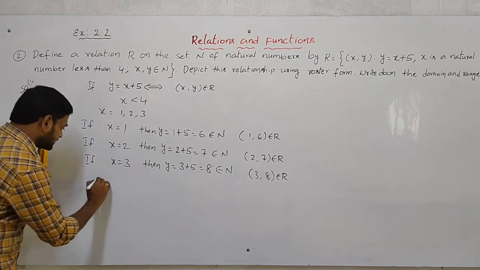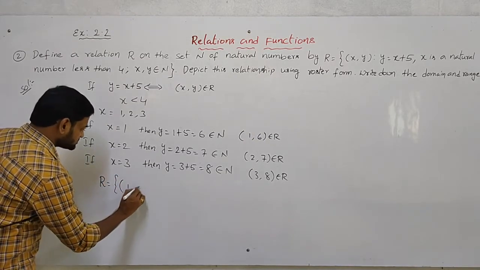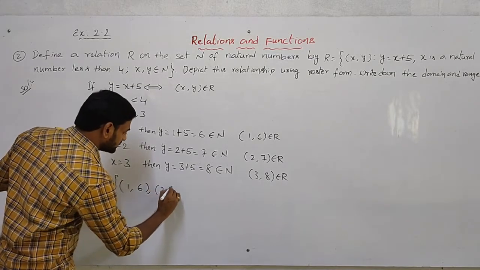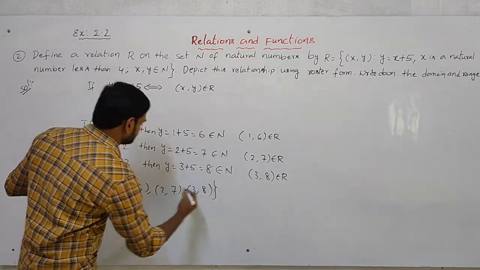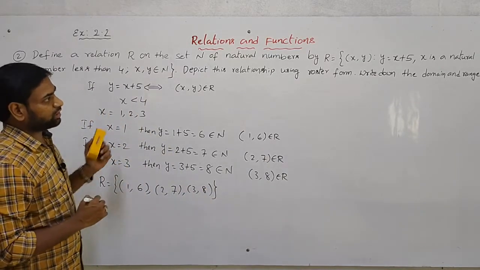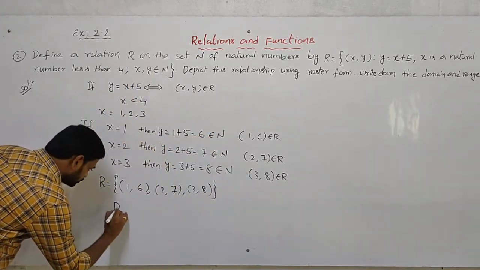Now what are the ordered pairs in R? R equal to (1, 6), next (2, 7), and (3, 8). So it is the roster form. Now from this, what is the domain, what is the range? So previously I gave, what is the domain?